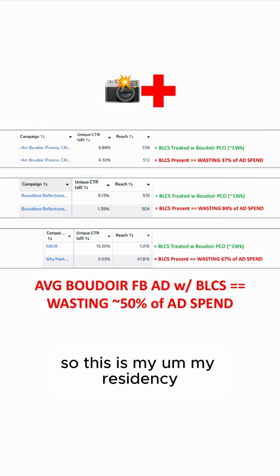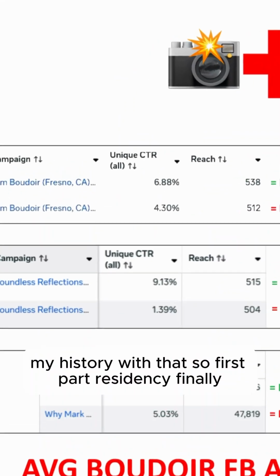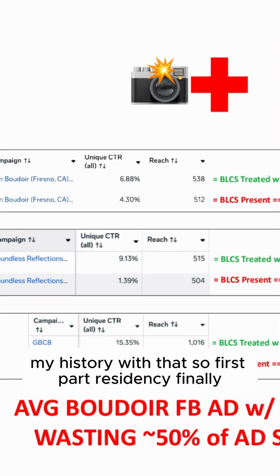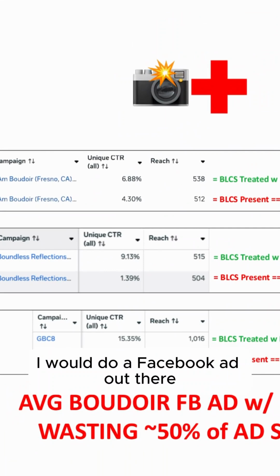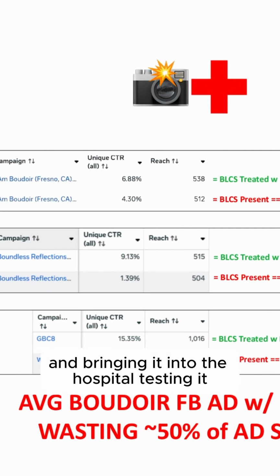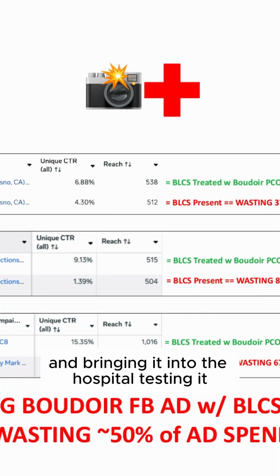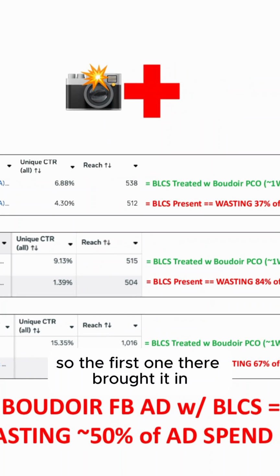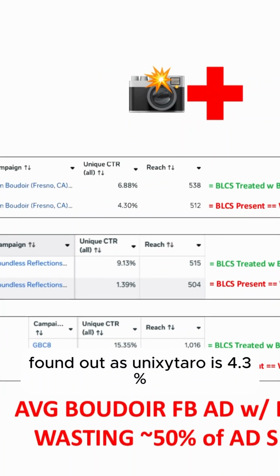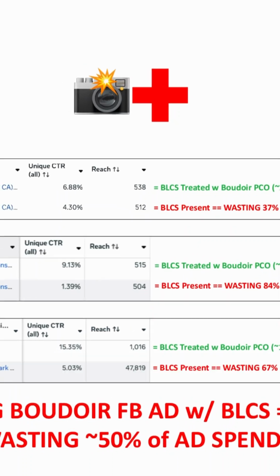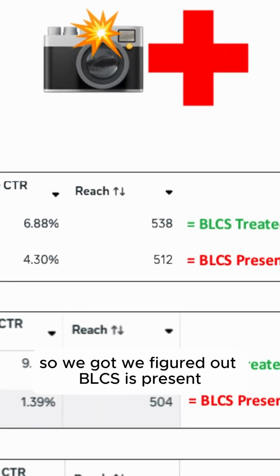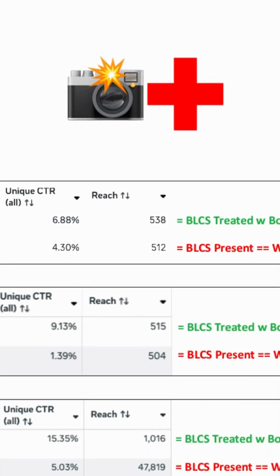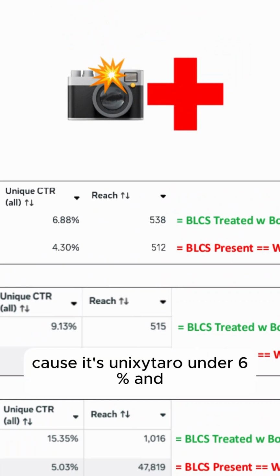So this is my residency, my history with that. So first part of residency, finding a Boudoir Facebook ad out there and bringing it into the hospital, testing it. So the first one there, brought it in, found out its unique CTR is 4.3%. So we figured out BLCS is present because its unique CTR is under 6%.